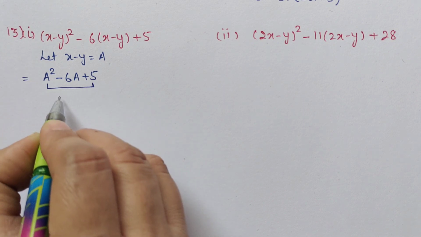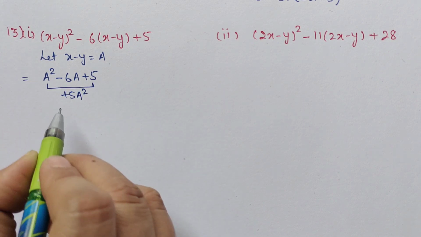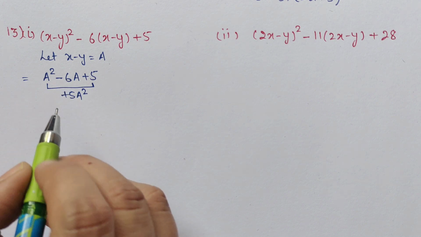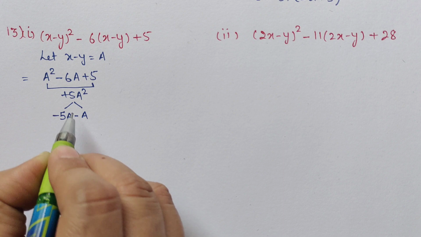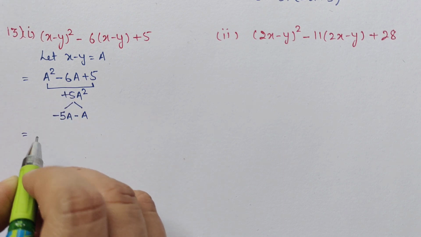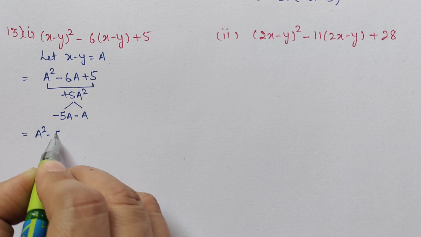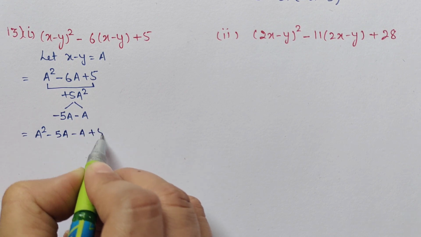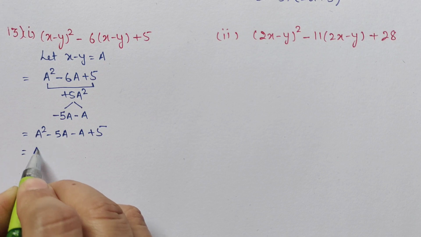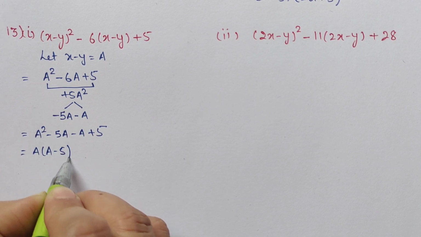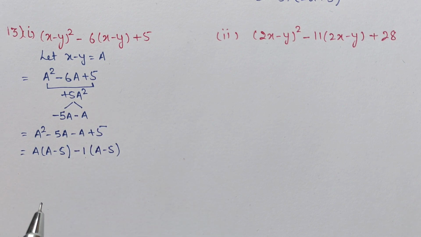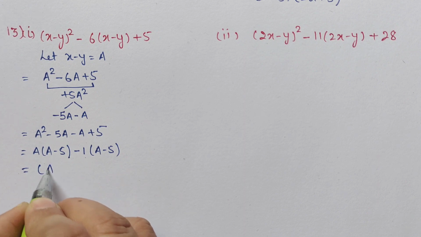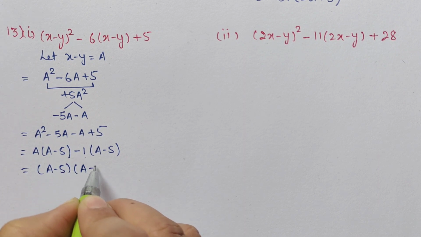Multiply first and last with symbol: plus 5a square. Do the factors of 5 such that after addition minus 6 should come. So minus 5a minus 1a. 5 into 1 is 5, and minus 5 minus 1 will be minus 6. Replace with the middle term: a square minus 5a minus a plus 5. From the first two, a we can take out common, a minus 5 will be inside the bracket. From the last two, minus 1 we can take out common, a minus 5 will be inside the bracket. So factors are a minus 5, a minus 1.